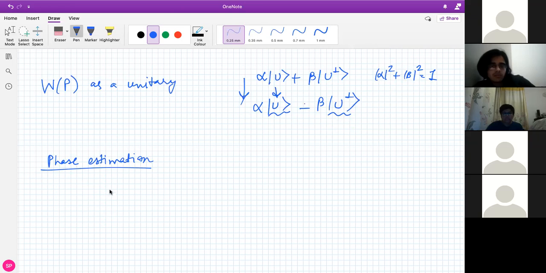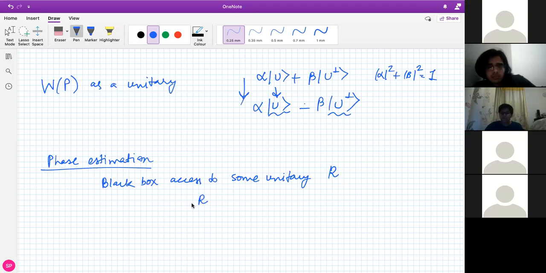Okay. Suppose I give you black box access to some unitary R. And what do I mean by black box access? I don't know the contents, like I don't know which gates are there in R, but I'm allowed to use R in my circuit. That is a black box access. Like I don't know whether it has ANDs and NOTs and all that. But someone is telling me, I'm going to give you R in the circuit.